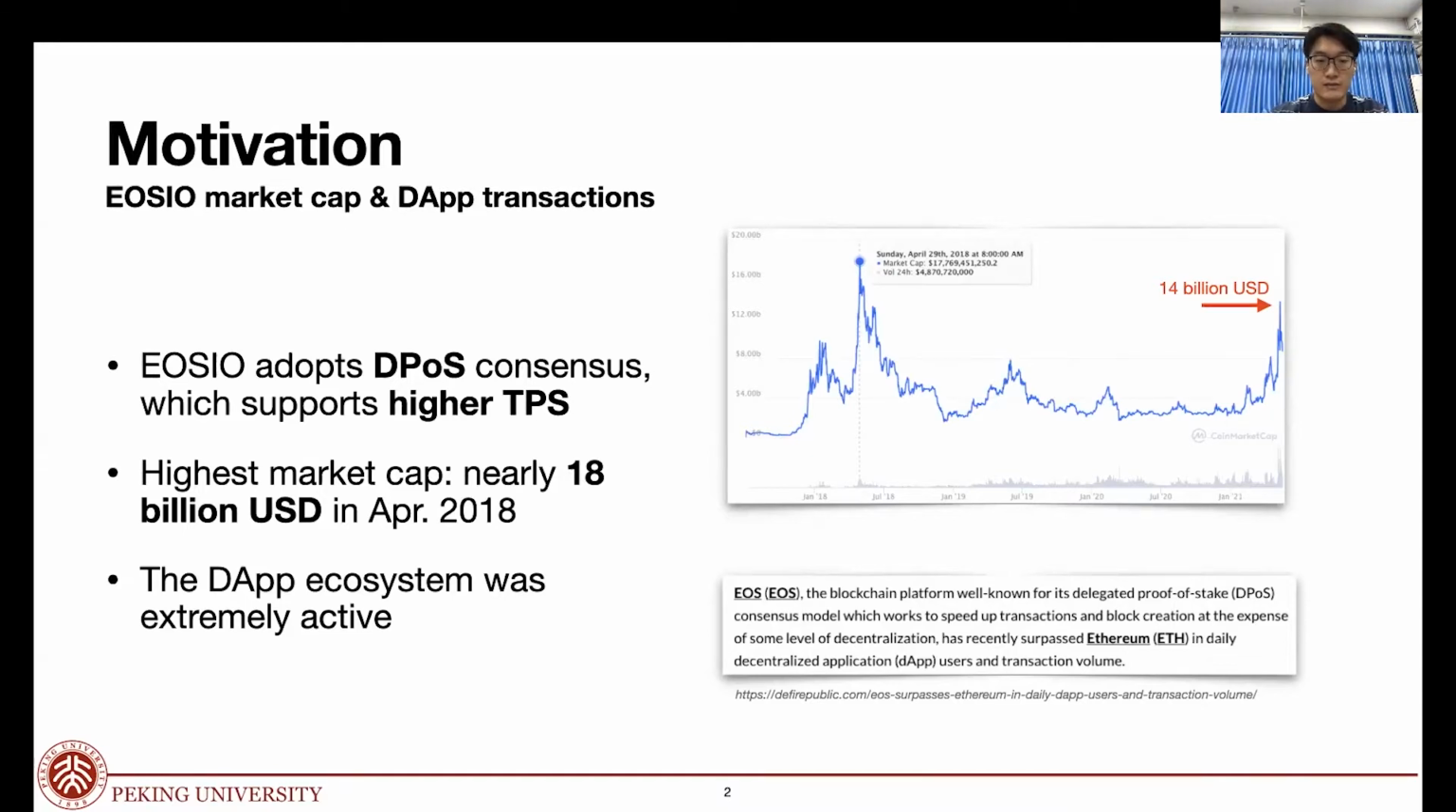Besides, the highest market cap of EOSIO reached nearly $18 billion in April 2018, and the second peak, as the red arrow illustrates, also reached nearly $14 billion in this month. The app ecosystem was extremely active. Only 3 months after its launch, the daily DApp users and transaction volume had surpassed Ethereum's, which is one of the most famous platforms that supports DApps.